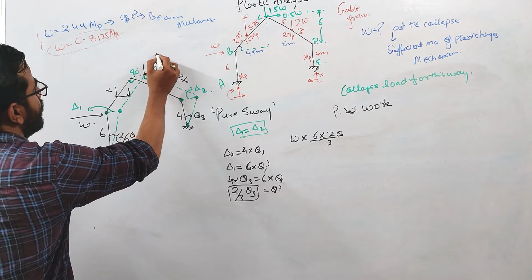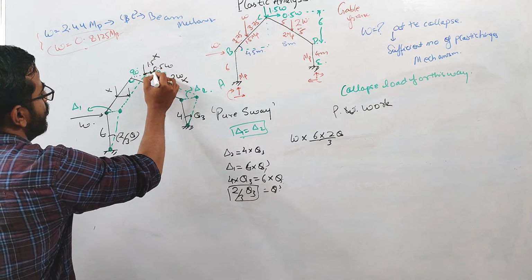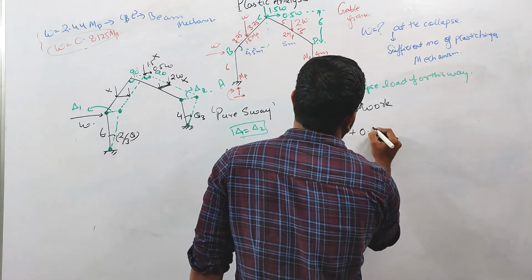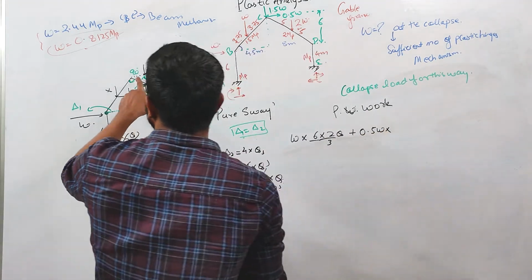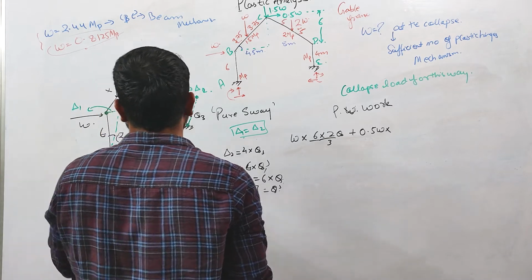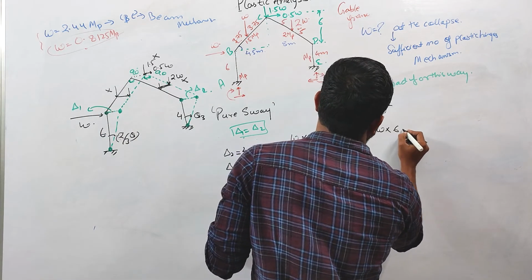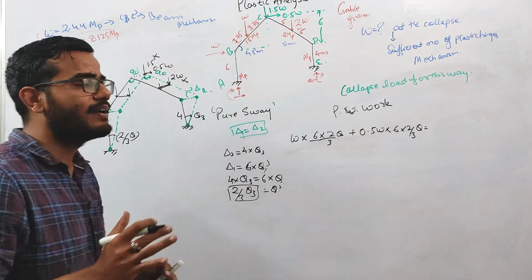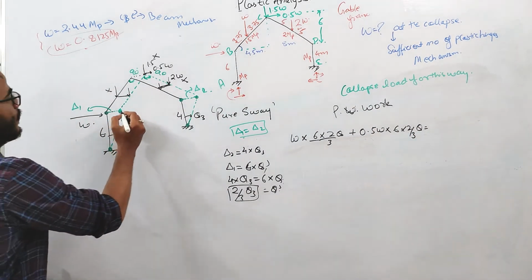This 1.5 will not do any work, but external virtual work will be done due to 0.5 W plus 0.5 W. What will this delta be? This delta will be equal to again 6 into 2 by 3 theta, and this will be equal to the internal virtual work done.